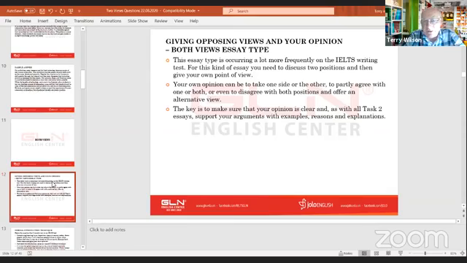I think a lot of students actually are quite frightened of doing that, because in your writing at school, most of you would never do that. But it is acceptable to disagree with the question, as long as you explain why. So the key is to make sure that your opinion is clear. And as with all Task II essays, support your arguments with examples, reasons, and explanations.